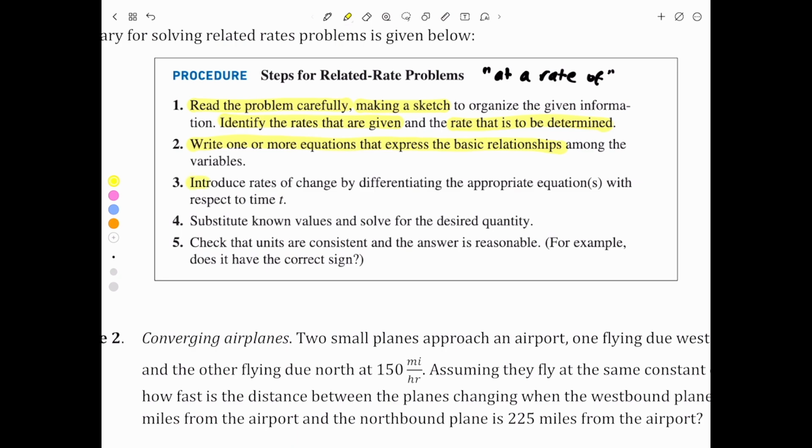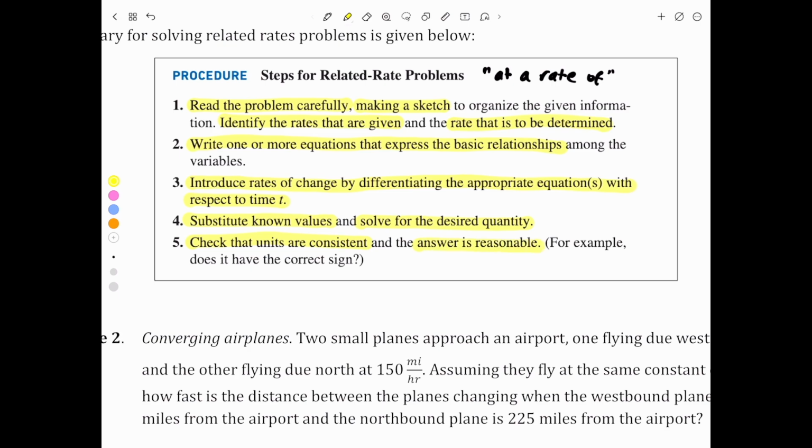Once you have the equation written down, we're going to differentiate the equation with respect to time. And that's going to tell you everything you need to know, because after that, it just becomes an algebra problem. So once we have that, we're going to substitute our known values from step number 1, and we're going to solve for what we're looking for, also from step 1. And the last one is just a test of reasonability. Are the units good? Is the answer reasonable?